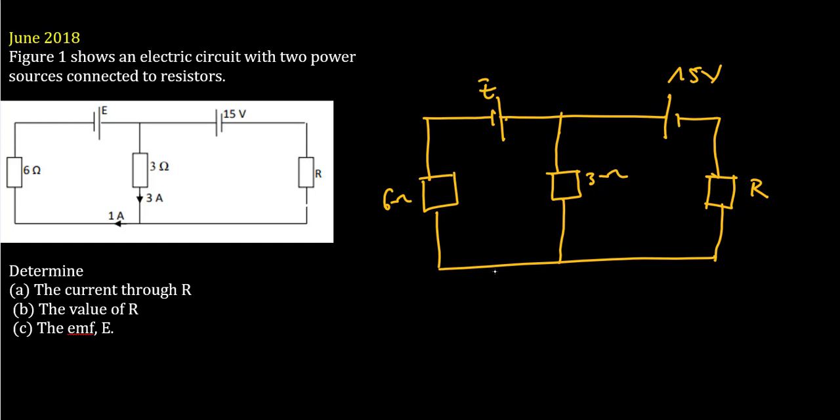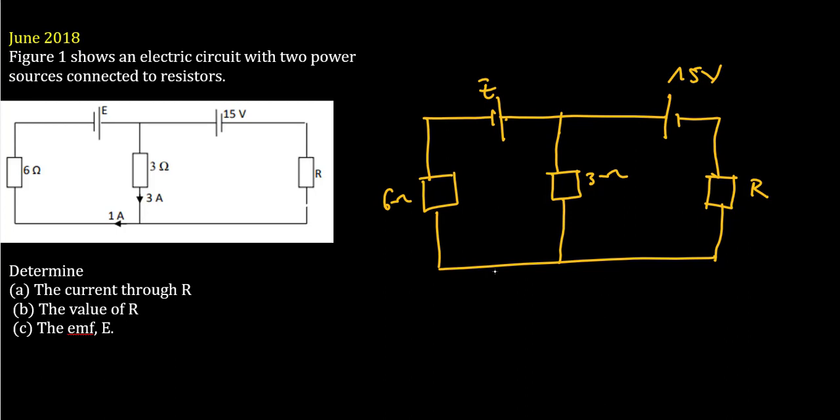Today we are going to see a problem on current electricity. That's June 2018. The question reads: Figure 1 shows an electric circuit with two power sources connected to the resistors, as seen in this diagram. A. Determine the current through R, so through the resistor R. B. The value of R, and C, the EMF E.